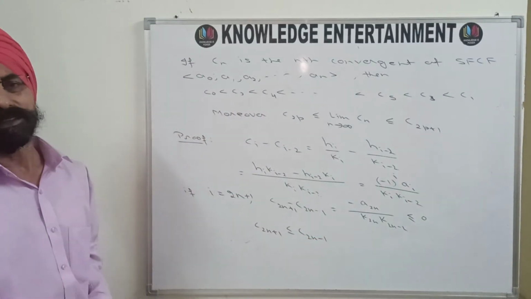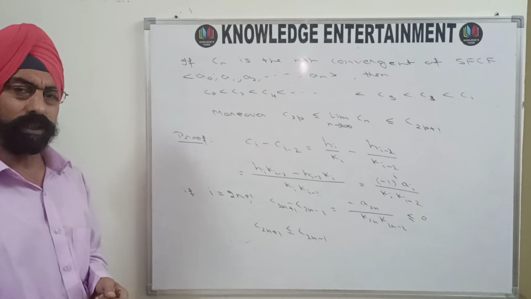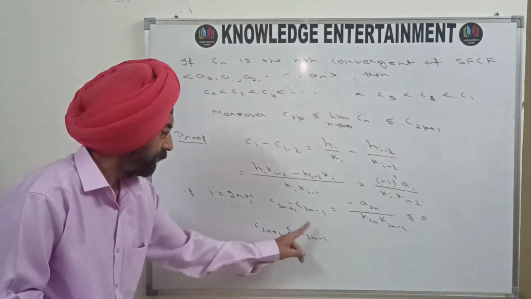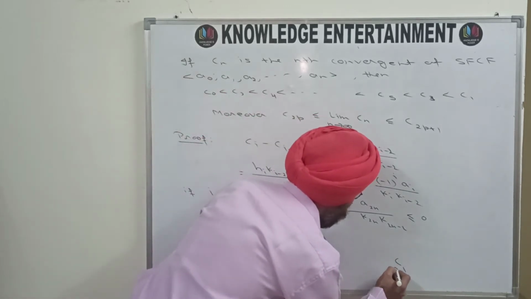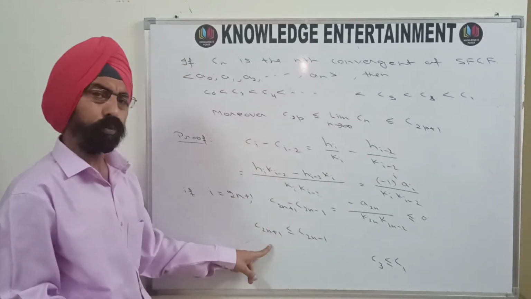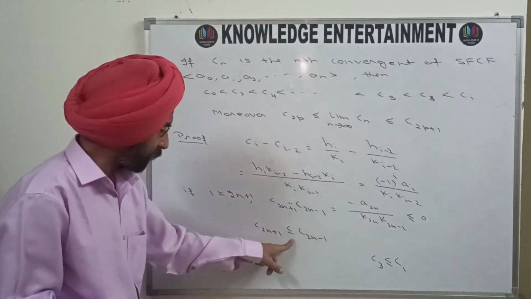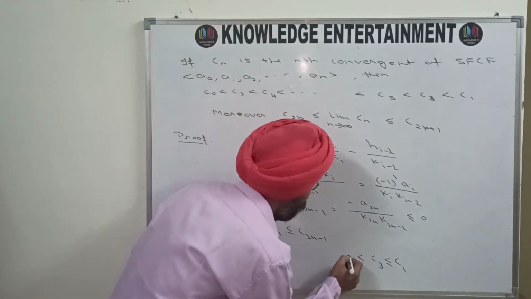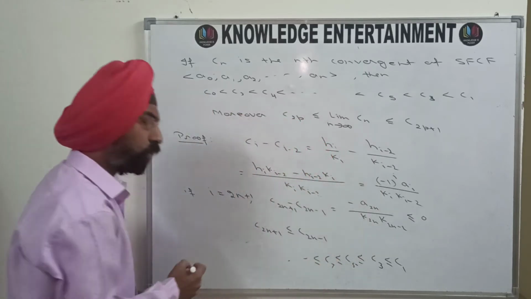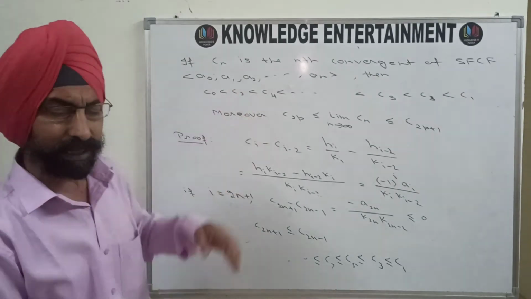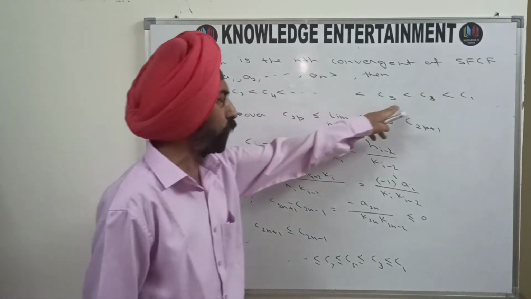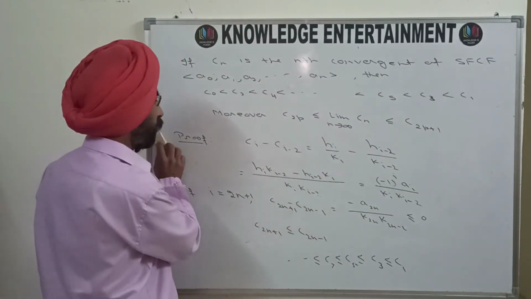And now once again, take n equal to 1, 2, 3, 4 and so on. Taking n equal to 1, start from here, C1 is greater than or equal to C3. And now put n equal to 2. So C3 is greater than or equal to C5 is greater than or equal to C7 and so on. So that means the first part of the theorem we have proved, that C0 is less than C2 is less than C4 and so on like this. So this part we have proved.